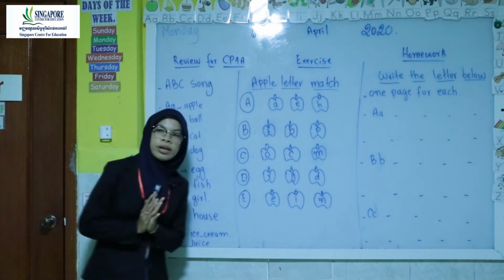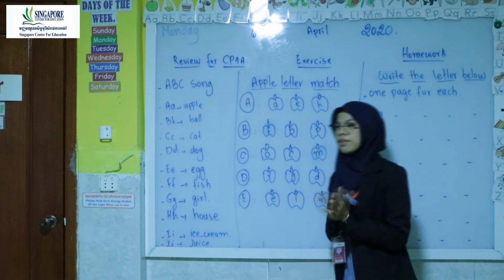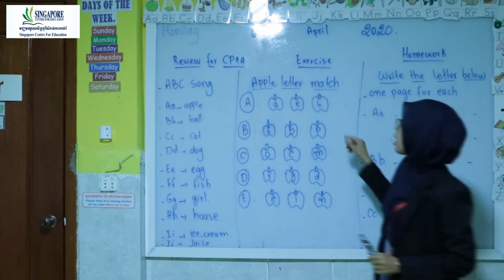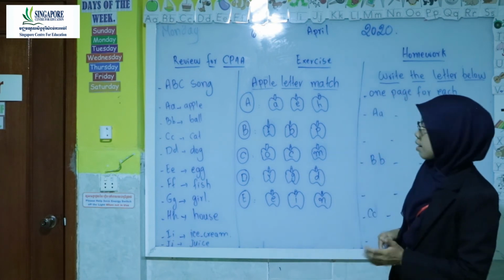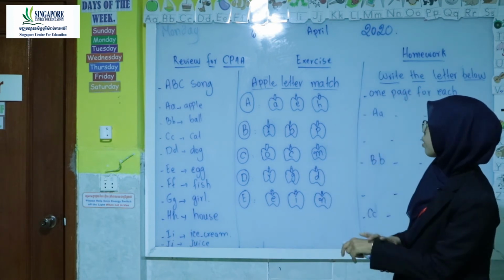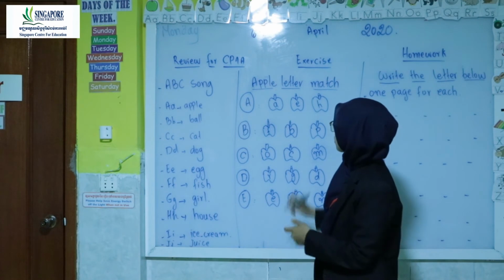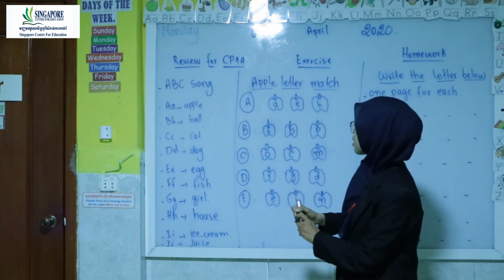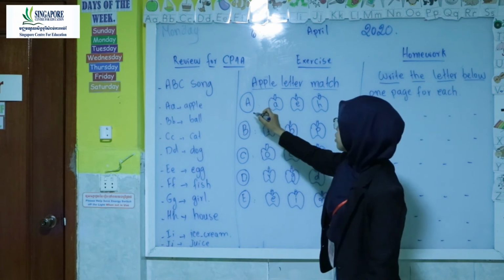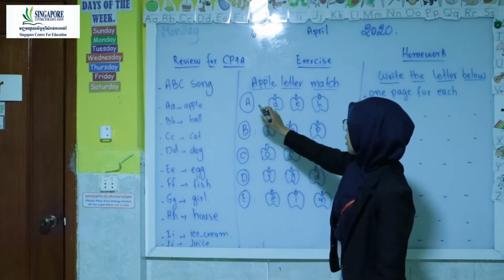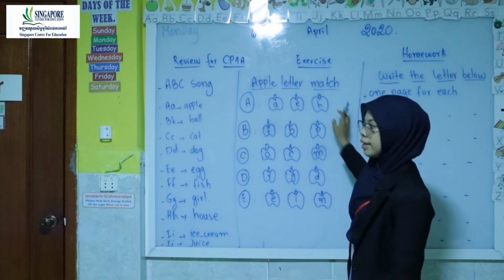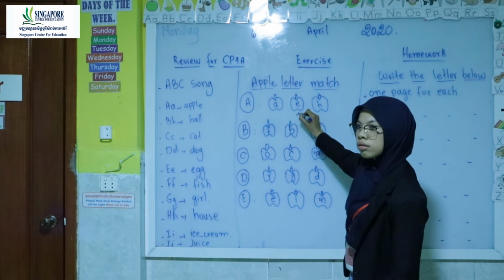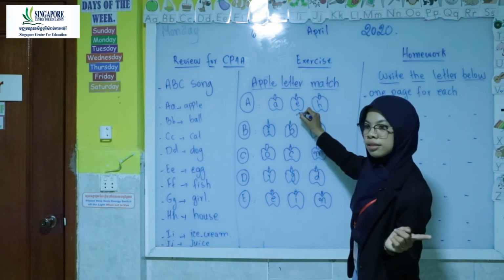Wow, great job. Everyone, please clap your hands for yourself. Let's move to our exercise here, apple letter match. For this exercise, I want you to color the letter. For example, this is letter A, and please find letter A here. Which one is letter A? This one, right? This one?